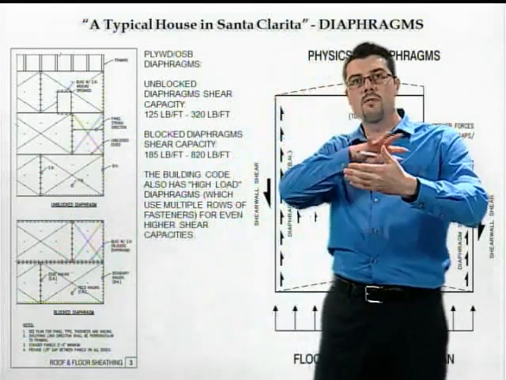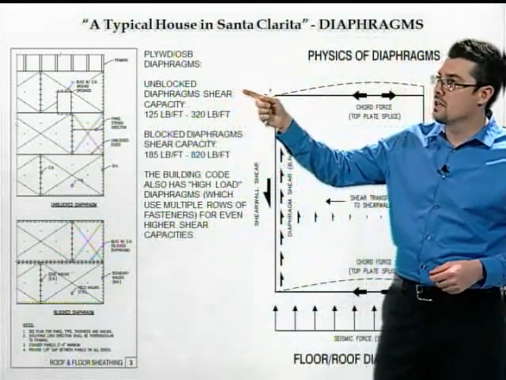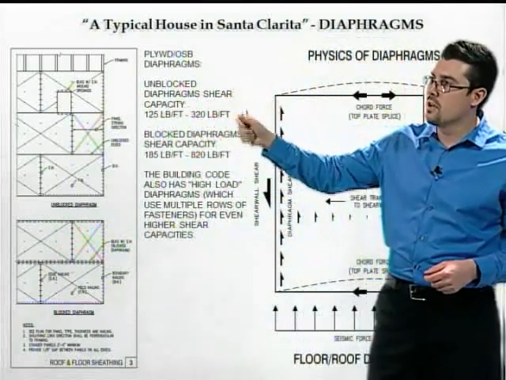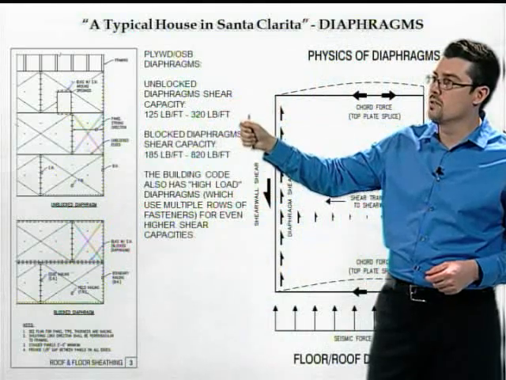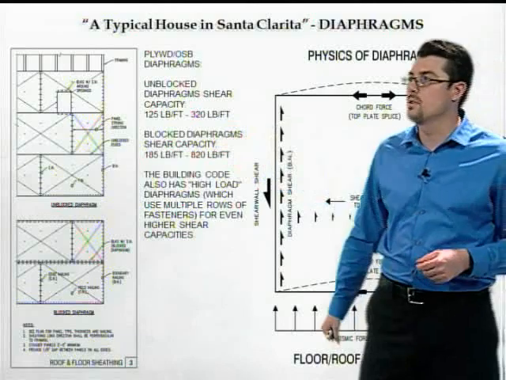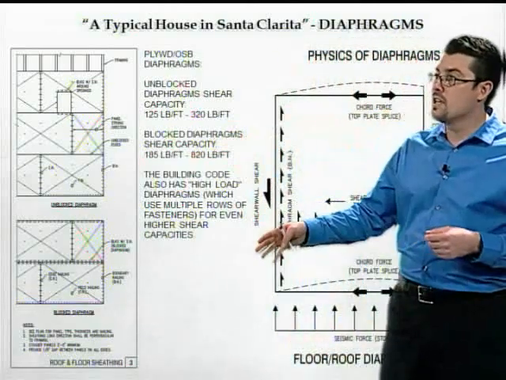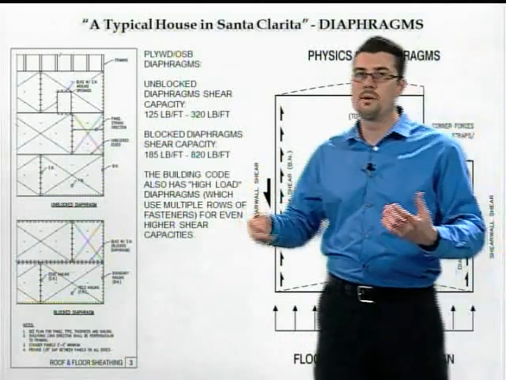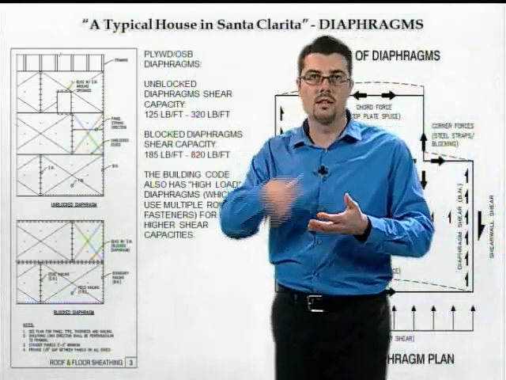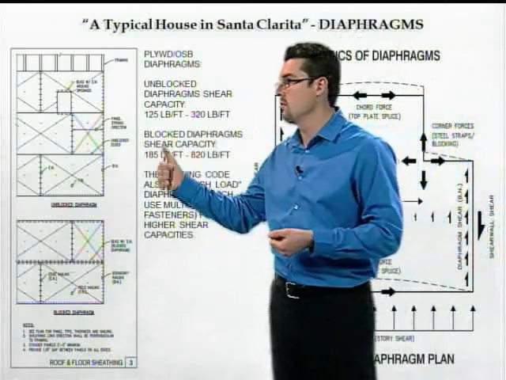Obviously, blocking the diaphragm and adding that nailing gives you a lot more capacity, and we can see that right here. Unblocked diaphragms, you get about 120 to 320 pounds per foot. A blocked diaphragm, you can get capacities all the way up to 820 pounds per foot. In addition to that, the building code has something called high-load diaphragms, which have multiple rows of nailing, and you can get even higher forces, although those are not quite as common in residential construction.